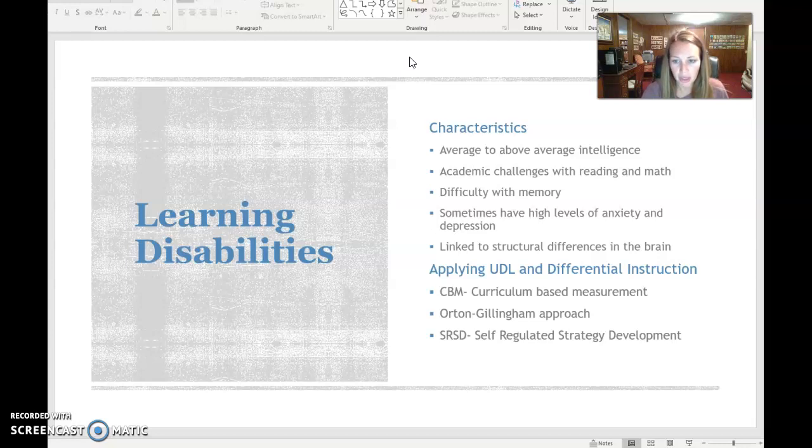Ways to apply UDL and differential instruction: curriculum-based measurement, which monitors students' progress, to make decisions about instructional strategies to use with these students. The Orton-Gillingham approach combines explicit instruction and multisensory methods, and then self-regulated strategy development.